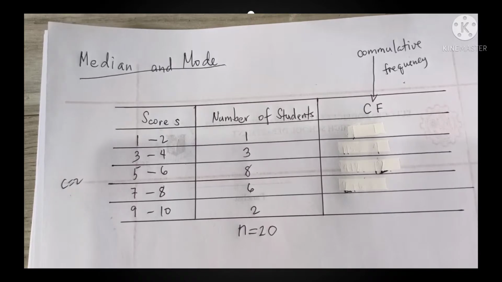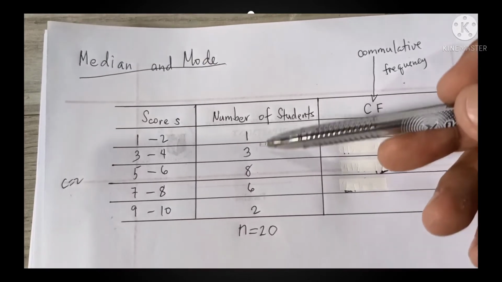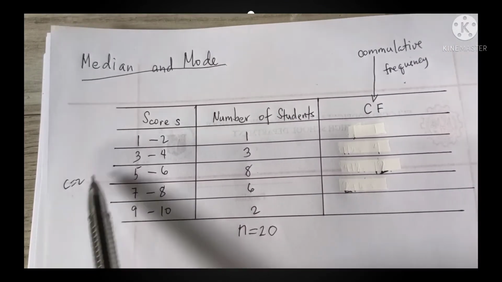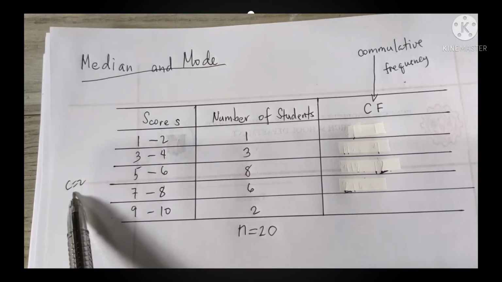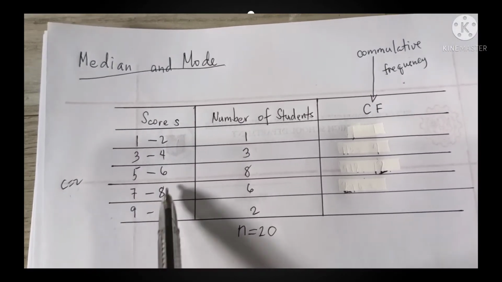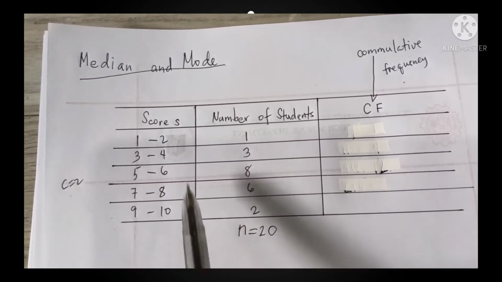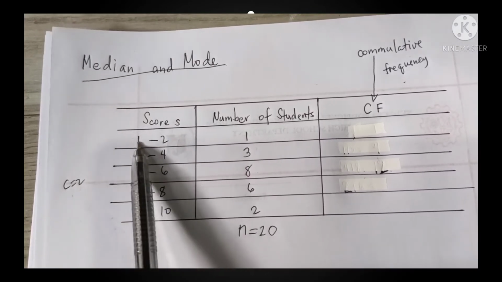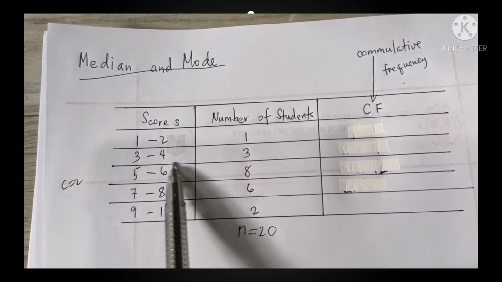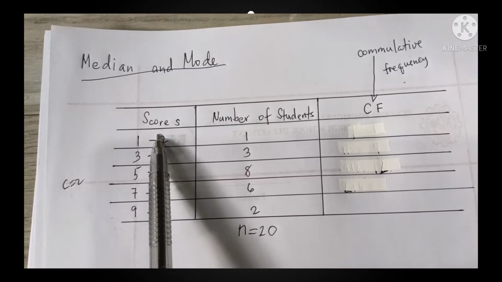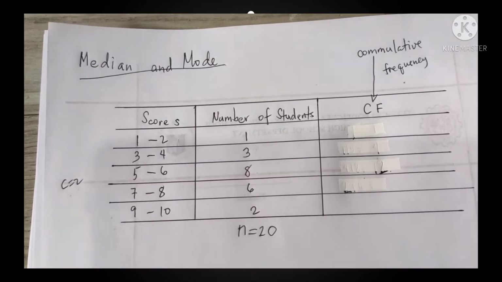We have here a distribution of mathematics scores of 20 students. The total is 20. The class interval is 2. All the numbers you see in the first row, the score, the class interval, the age bracket, are the class intervals that you get.